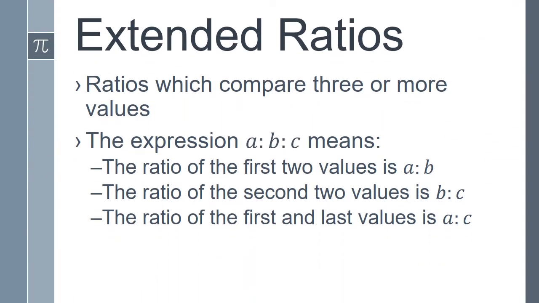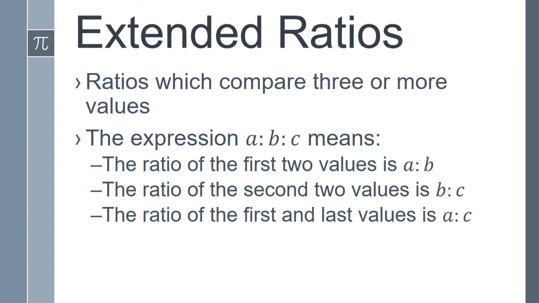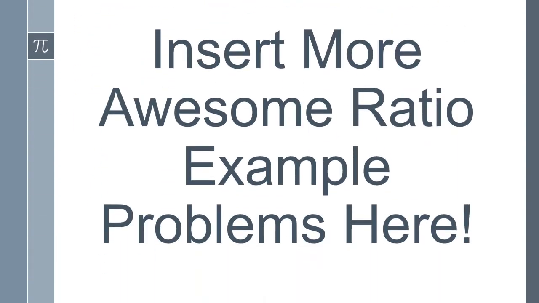Okay, extended ratios. Those are ratios which compare 3 or more values. So the expression A to B to C means the ratio of the first 2 values is A to B, the ratio of the second 2 values is B to C, and the ratio of first and last values is A to C. So we're going to do some more awesome ratio example problems here.